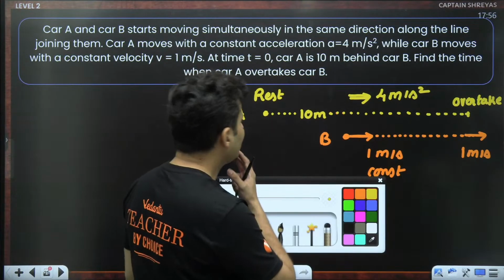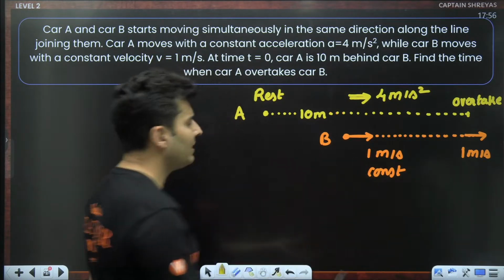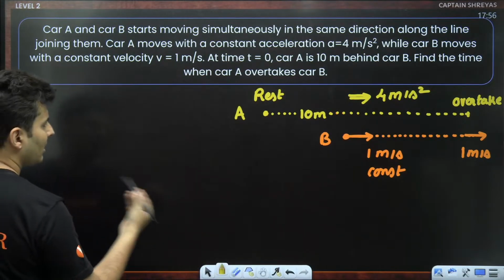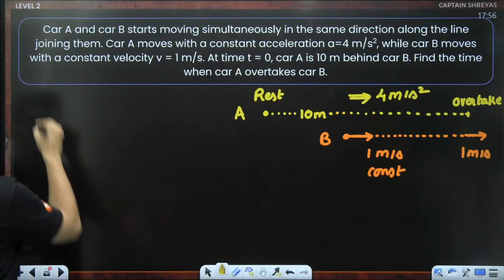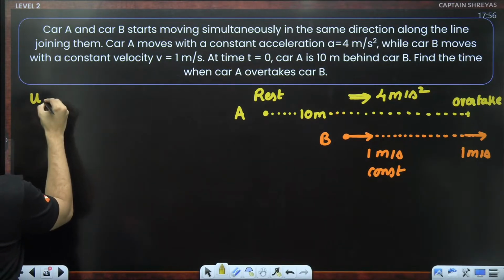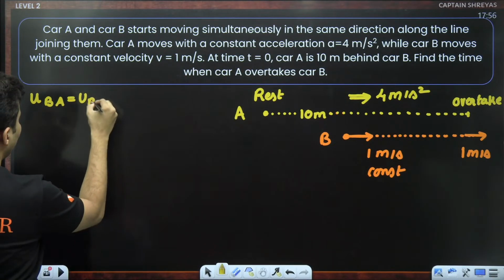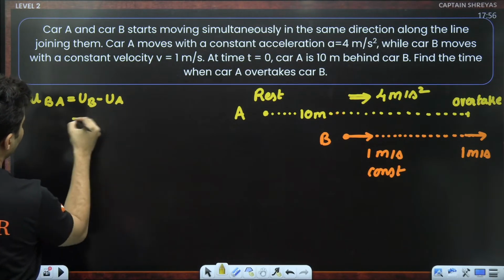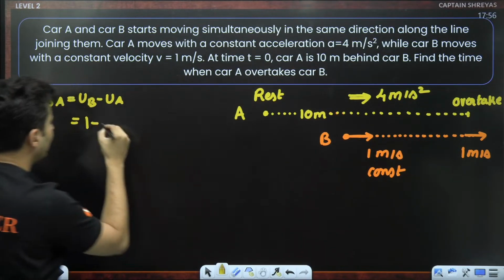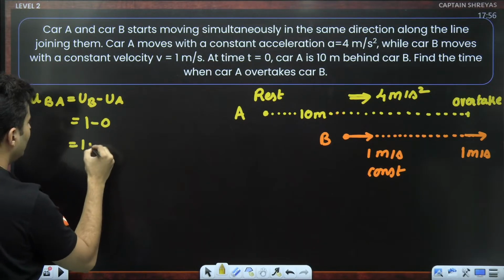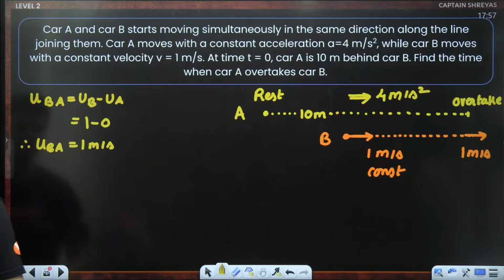Let's try to see either from A's frame or B's frame. Either one will do. Say, for example, I see everything from A's perspective. So what is the initial velocity of B with respect to A? Initial velocity of B minus initial velocity of A. Velocity of B initially is 1. Of A, it is at rest. Hence, it is just 1 meter per second. That is the initial velocity of B with respect to A.